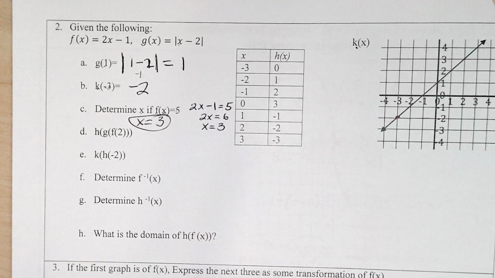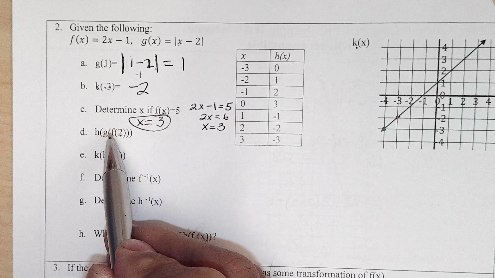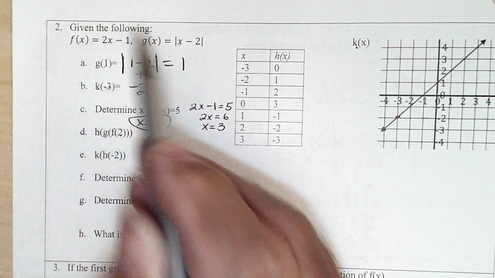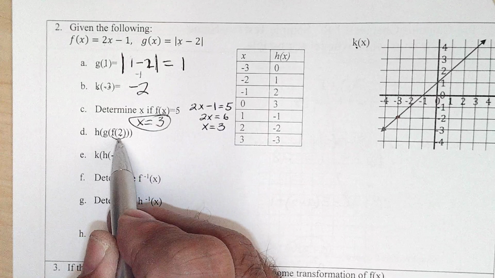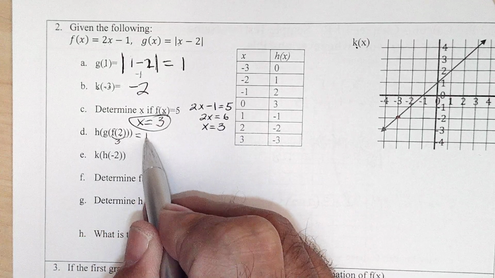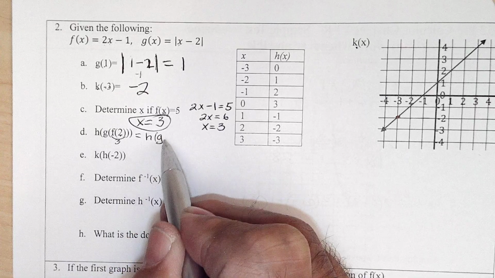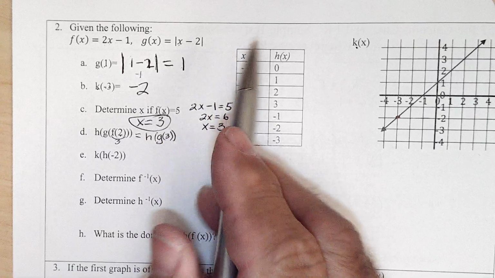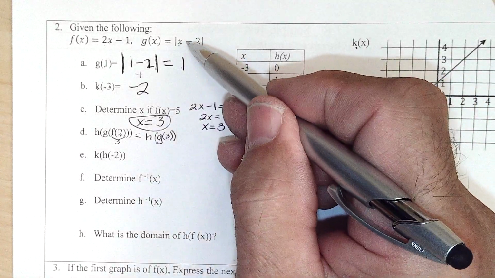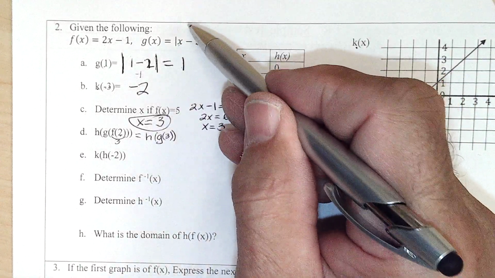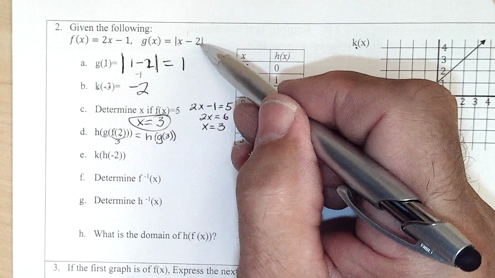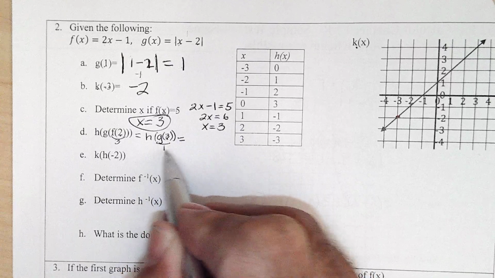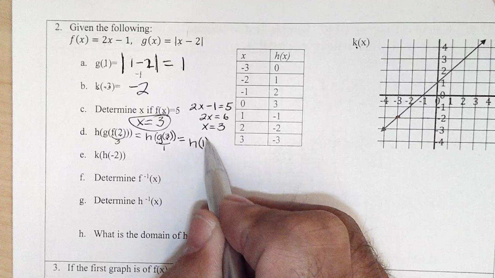Okay, the next one. We're supposed to put 2 into the f function. So 2 times 2 is 4, minus 1 is 3. This part is 3. So now I have h of g of 3. So I got to put 3 into g. G is here. 3 minus 2 is 1. And how far is 1 from 0? It's 1. So this part is 1, so I have h of 1.